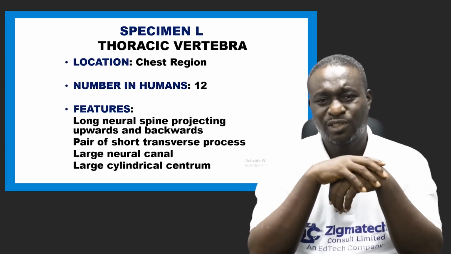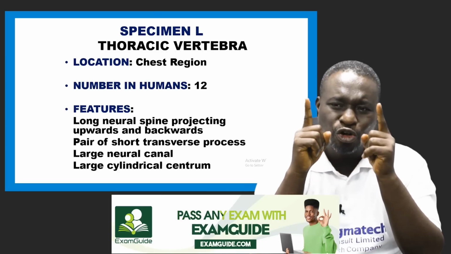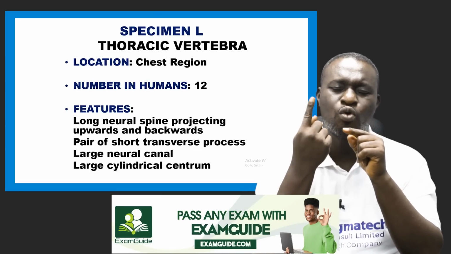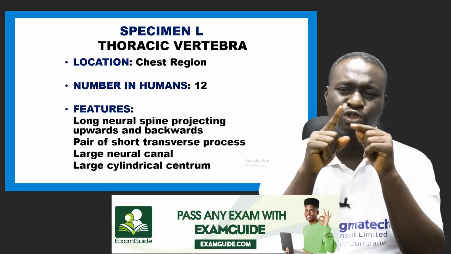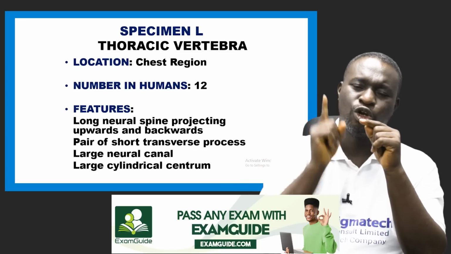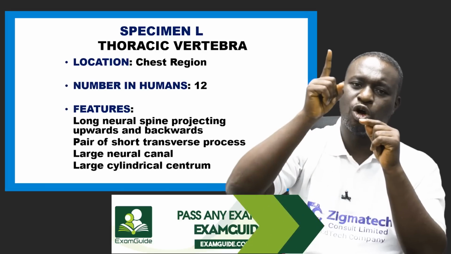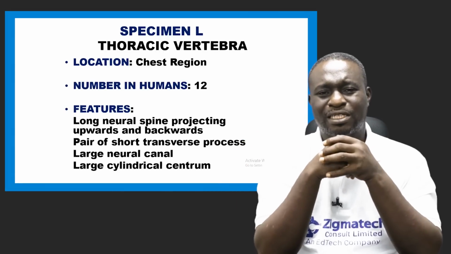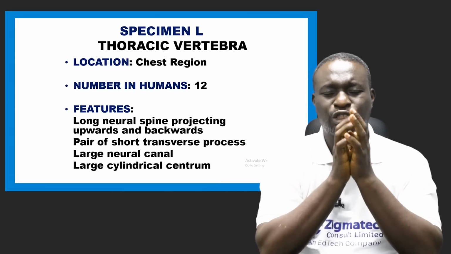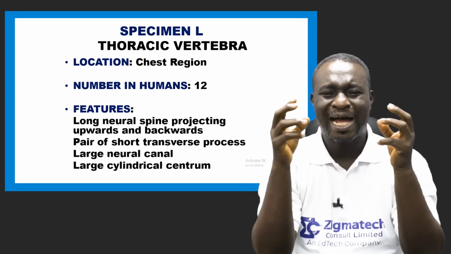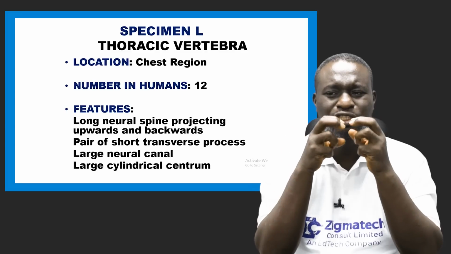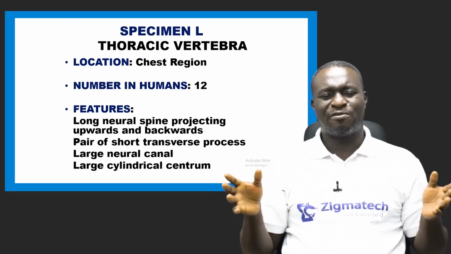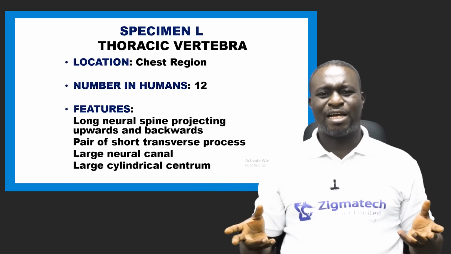Number 1, these features have a long neural spine that is projecting upward and backwards. So you see it like this. The long neural spine is projecting upwards and then a little bit backwards. Apart from that, number 2 feature of the thoracic vertebra is that it has a pair of short transverse processes. The transverse processes, which are usually found at the sides, are usually short.